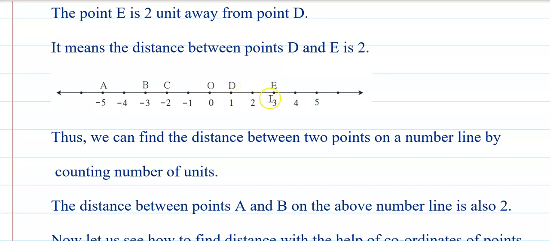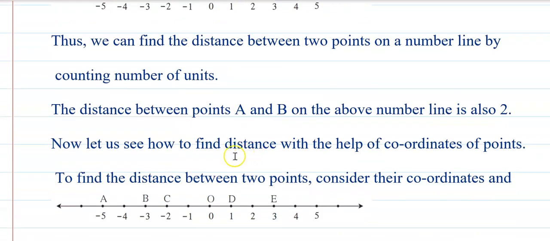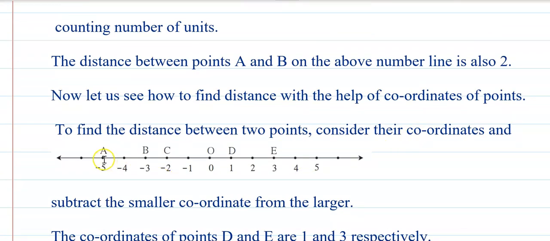1 unit, 2 units, 3 units. That is, these are the units: 1 unit, 2 units and 3 units. That is, the distance between O and E is 3. The distance between the points A and B on the above number line is 2. What is the distance between A and B? How many units are between A and B? 2 units. This is the 1 and 2. 2 units between A and B.